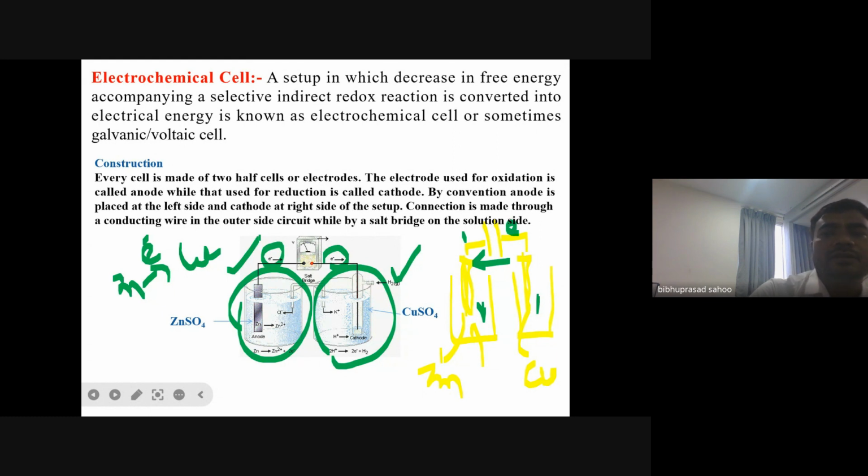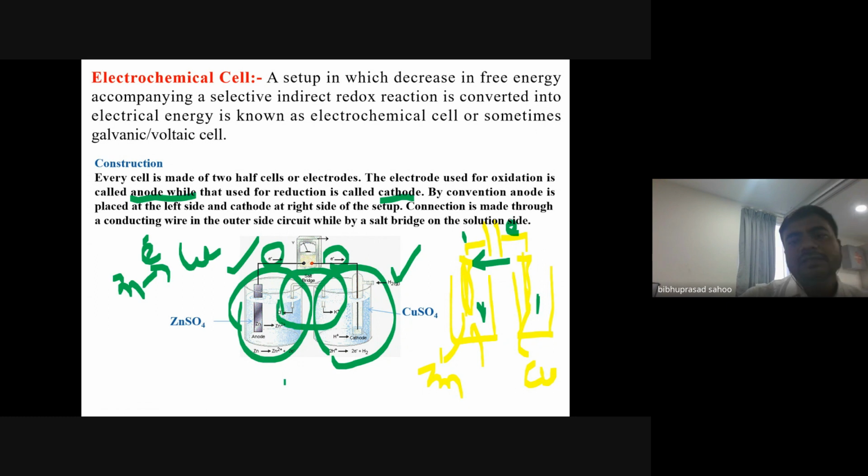The electrode used for oxidation is called anode, while that used for reduction is called cathode. By convention, anode is placed at the left side and cathode at the right side of the setup. Connection is made through a conducting wire in the outside circuit, while inside it is made by a salt bridge. This is the salt bridge, students. The salt bridge provides electrical neutrality so that the cell reaction continues.